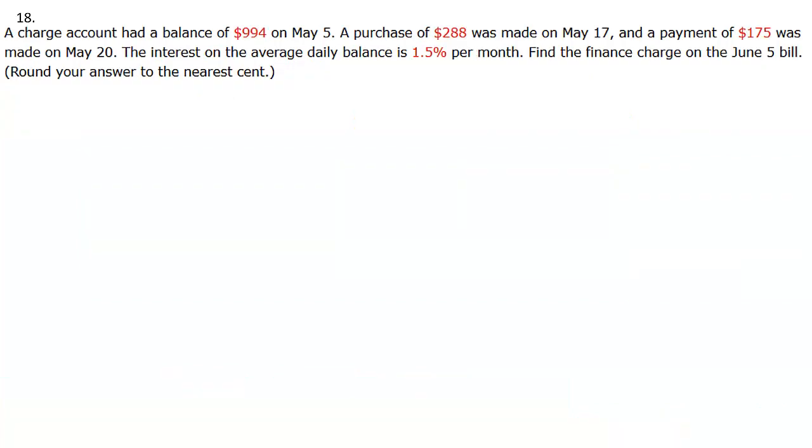Number 18. A charge account had a balance of $994 on May the 5th. A purchase of $288 was made on May the 17th, and a payment of $175 was made on May the 20th. The interest on the average daily balance is 1.5% per month. Find the finance charge on the June 5th bill and round your answer to the nearest cent.